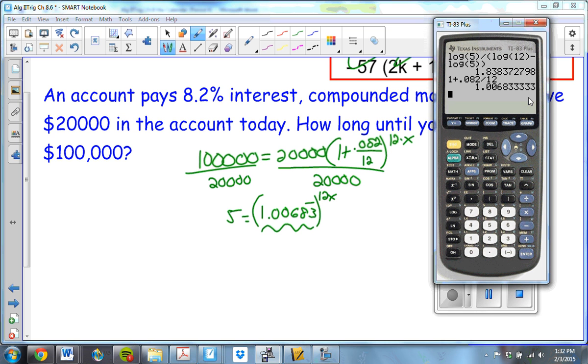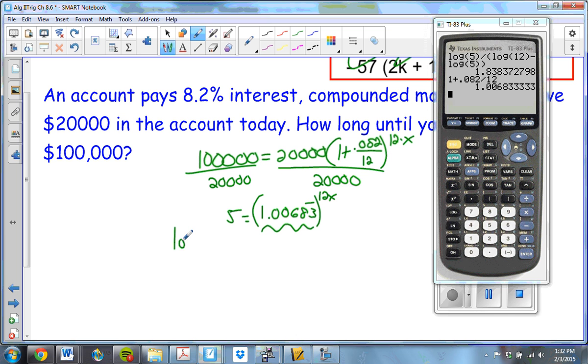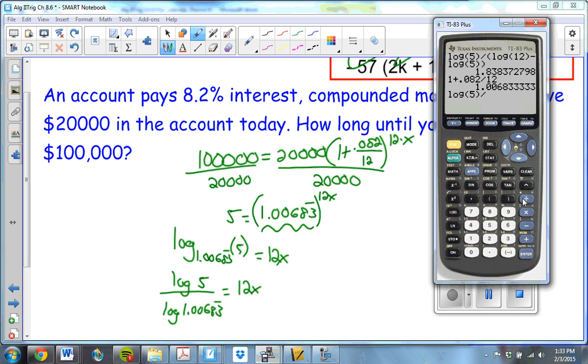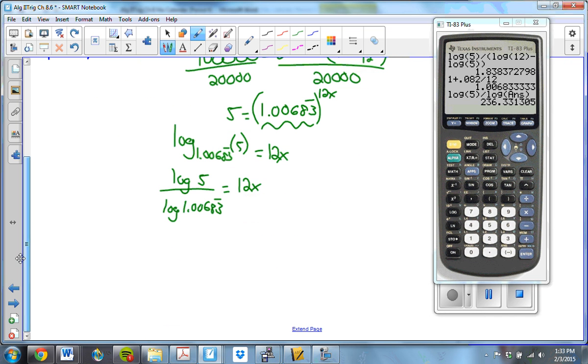So now I'll convert this into log form. I could take a log of both sides, but if I convert into log form, I get that the log base 1.00683 of 5 equals 12x. Well, this over here I can calculate. I can do log 5 divided by the log of 1.00683, because that's just the change of base formula. So I'll do the log of 5 divided by the log of the previous answer. So I have that number stored up there already. That's very important. And I get 236.33.